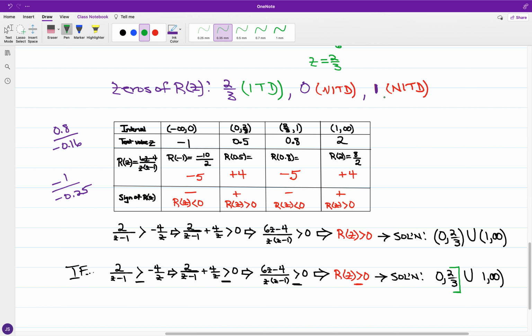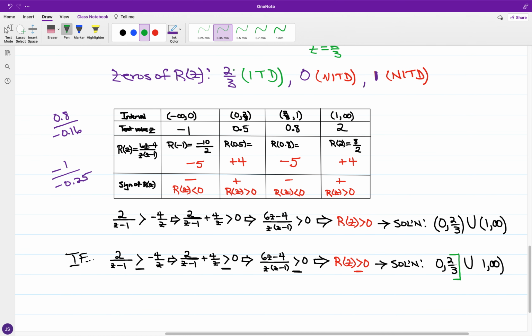Whereas 0 and 1, again, they created zero denominators. Okay. And so with 0 and 1 not in the domain, okay, those values will be once again placed in parentheses. All right. So that would be the complexion of how the interval solution would come about if we had the equal sign and this particular inequality.